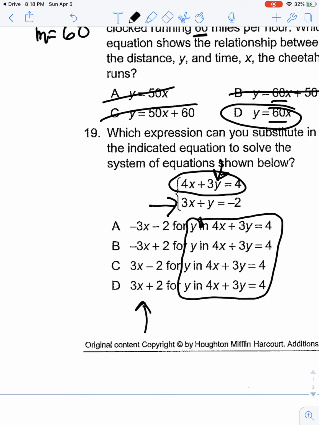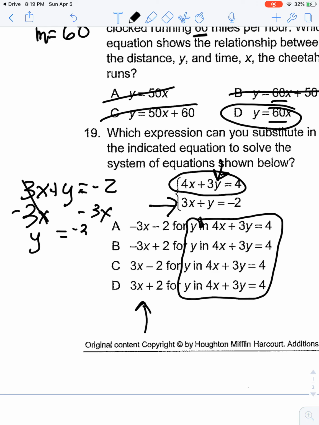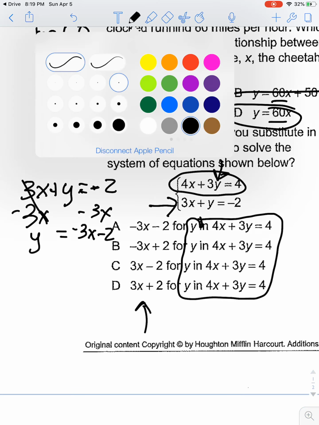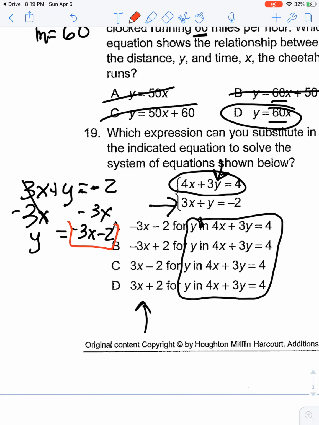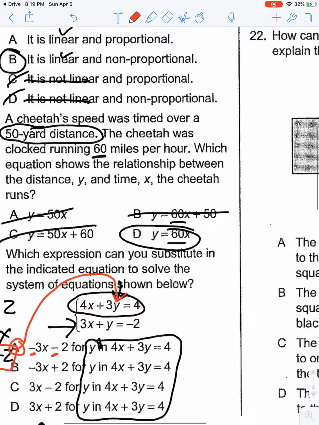So what we're going to do is take that bottom equation and solve for y and see which of these over here will get substituted in for y into this equation. All right, so let's look at that. Let's take 3x plus y equals negative 2. If I'm solving for y, I need to subtract 3x from both sides. That leaves me y over here, and over here I've got negative 3x minus 2. So I'm looking for y equals negative 3x minus 2. That's what we're substituting into the y in this equation. Which of these makes sense? Well, it's A, because I got negative 3x and minus 2. All the other ones are wrong. So our answer for 19 is A.